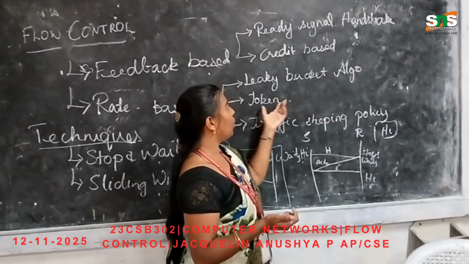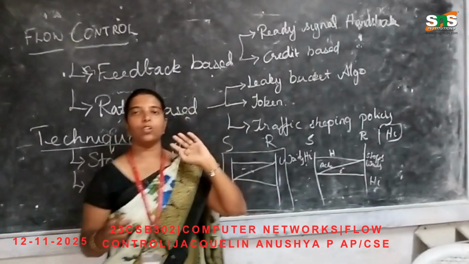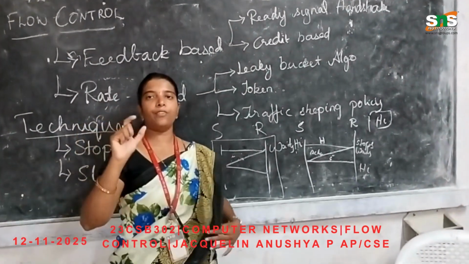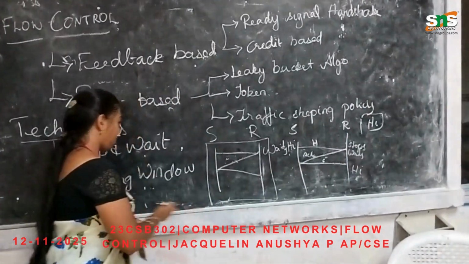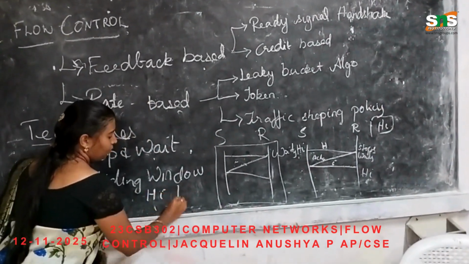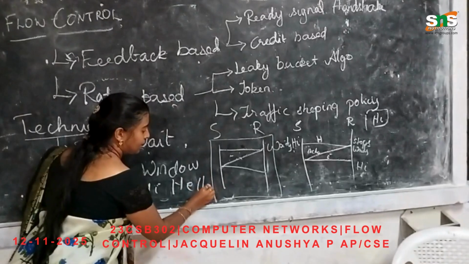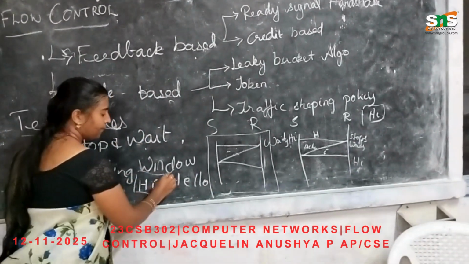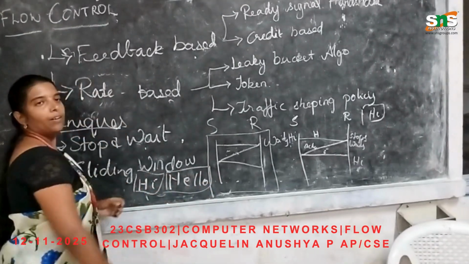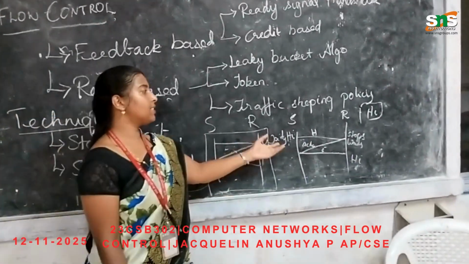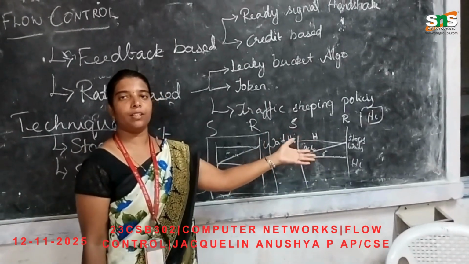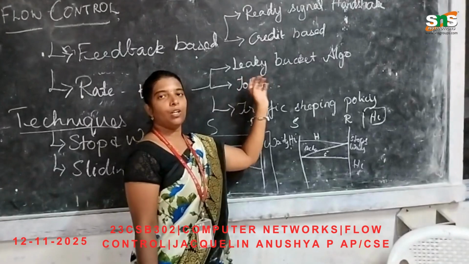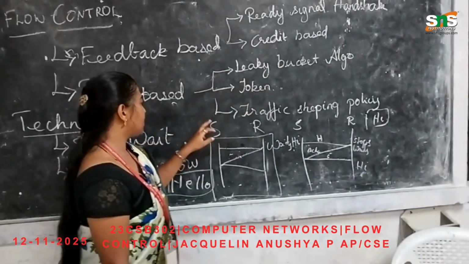Next is the token algorithm. Here, after acknowledging each word, for example when I say hi, hello, nice to meet you, it goes on like this. For each data packet, it gives a token indicating that the message has been received on the receiver side. So it sends a token for each one. That is known as token rate based flow control.